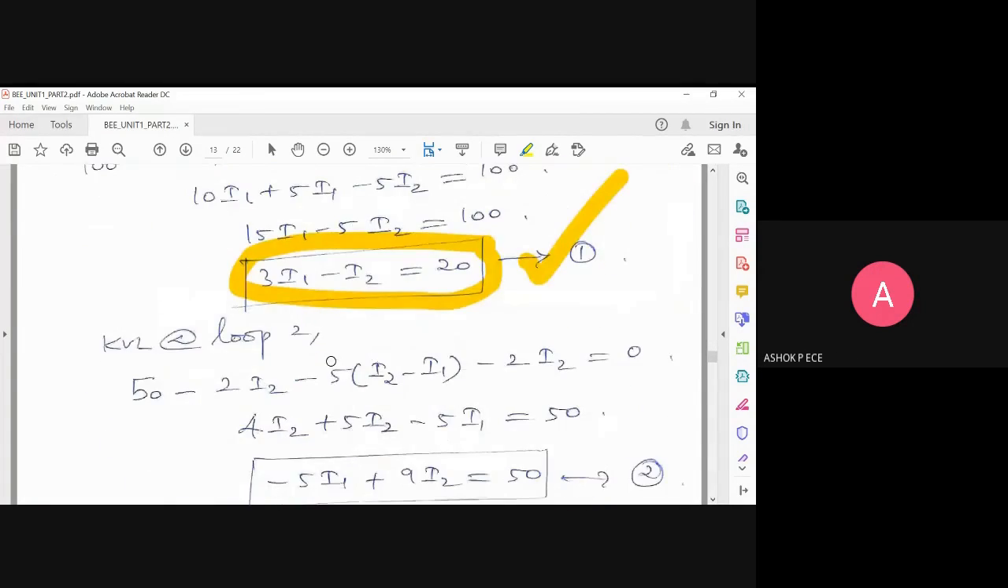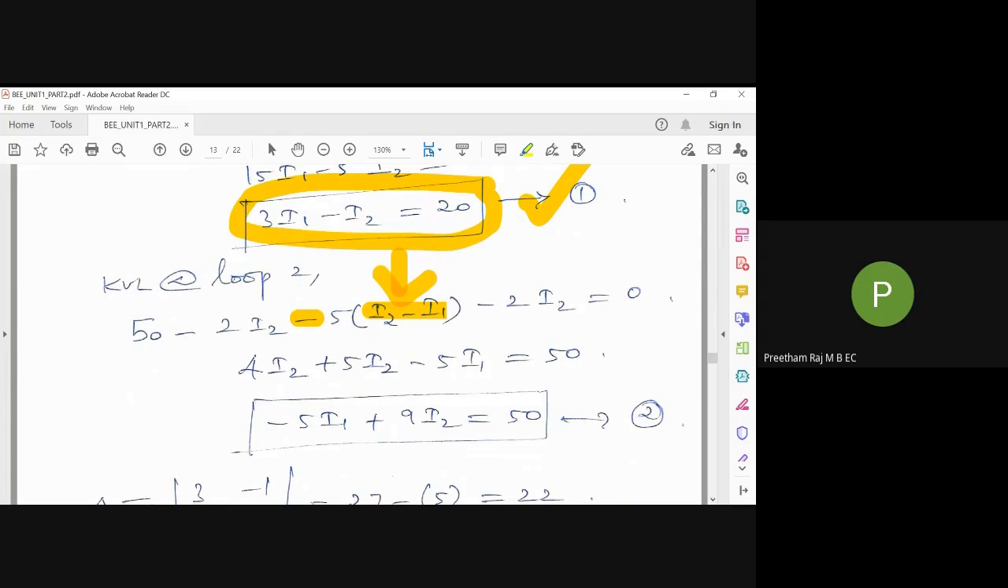Yes, what he said is right. See here, I have written 50 minus 2i2 minus 5 into (i2 minus i1) minus 2i2 equal to 0. This step is very, very important. If you don't put this, it is wrong. If you don't put the minus sign, it is wrong. Kirchhoff's voltage law says the algebraic sum of voltages across a mesh is going to be 0.